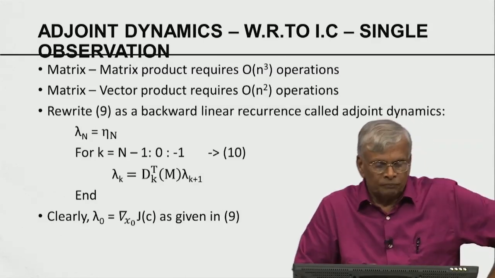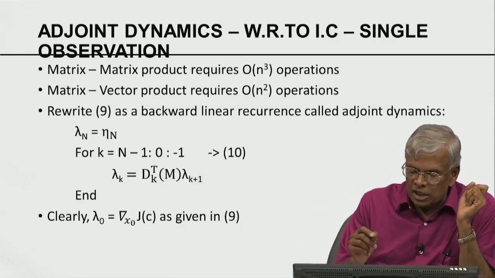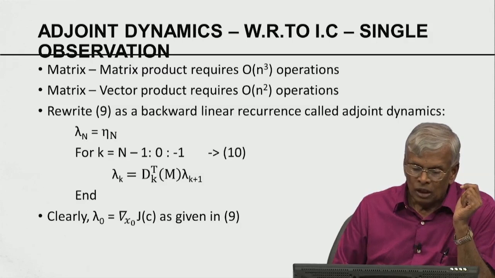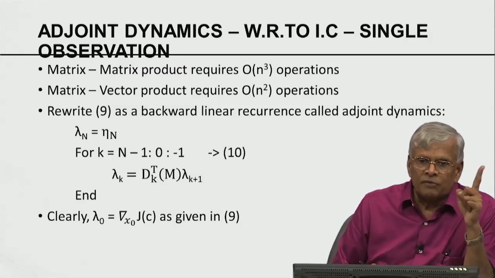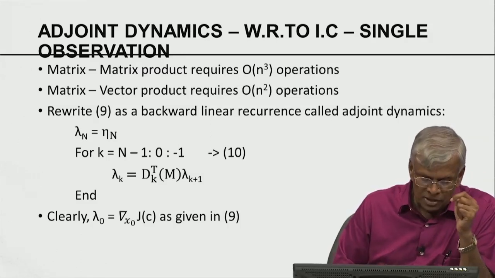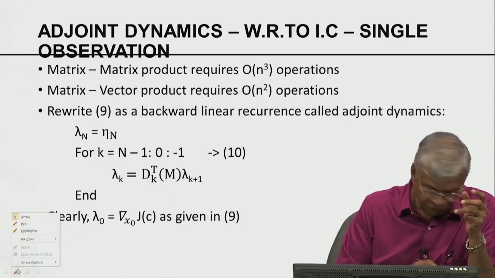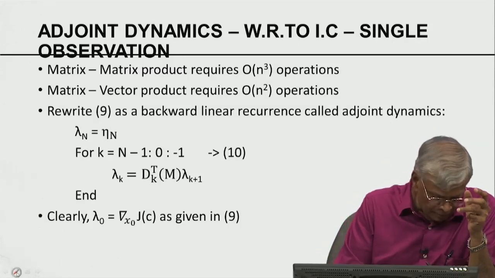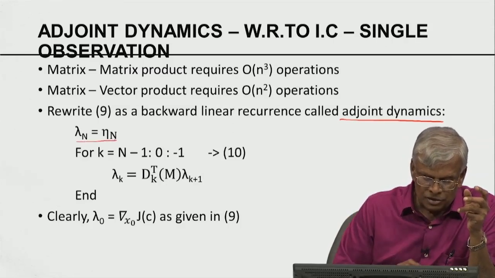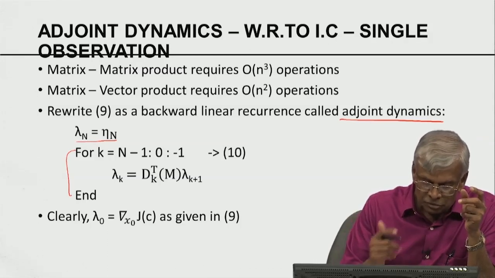Now with respect to some computational considerations. Matrix product requires n cube operations. Matrix vector product requires n square operations. So the adjoint dynamics with respect to the initial condition that we saw earlier can be written for the case of one observation. The backward dynamics is the linear recurrence which is called adjoint dynamics. Since there is only one observation, there is no other forcing for this. I start with lambda n equal to eta n and simply integrate through this do loop.